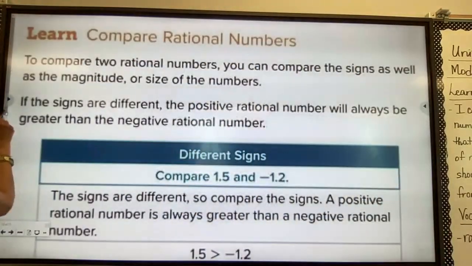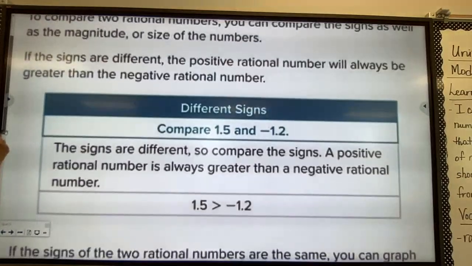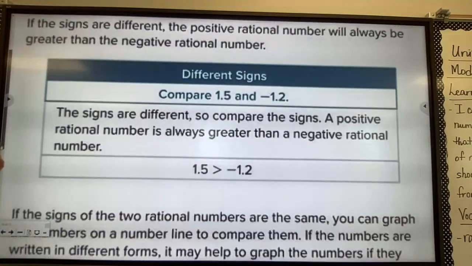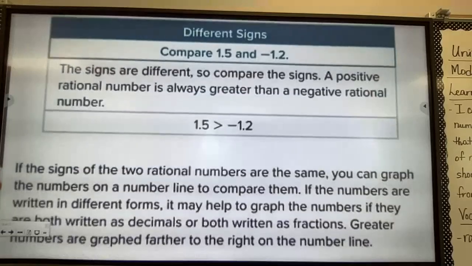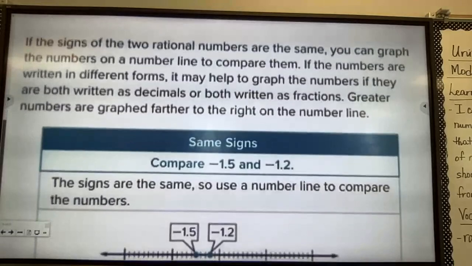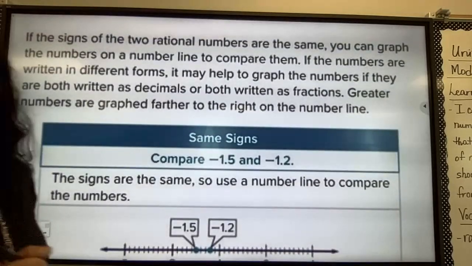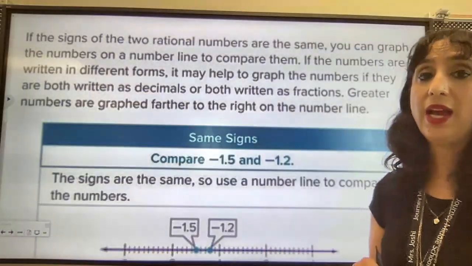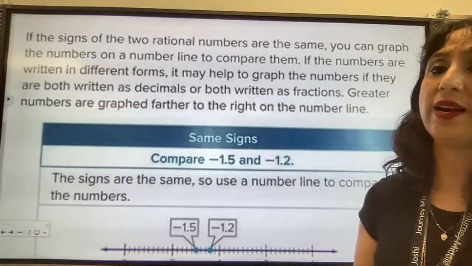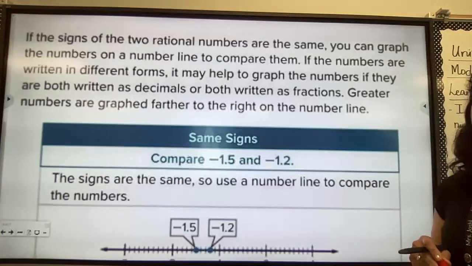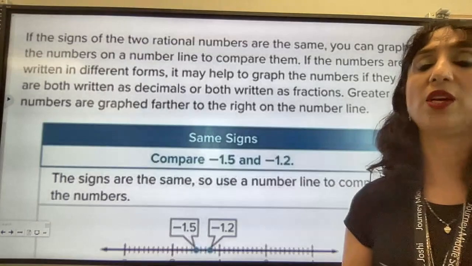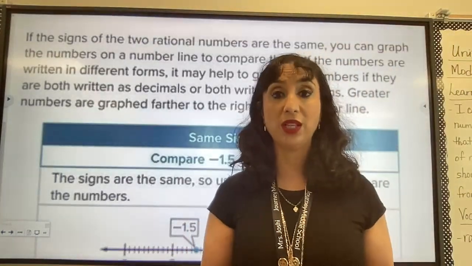So as we can see in this case, I have 1 and 5/10, and because it's positive, it will be greater than negative 1 and 2/10. Now what happens when the signs are the same? If the signs of the two rational numbers are the same, you can graph the numbers on a number line to compare them. And if the numbers are written in different forms, it may help to graph the numbers if they're both written as decimals or they're both written as fractions. You want to put them both in the same format.